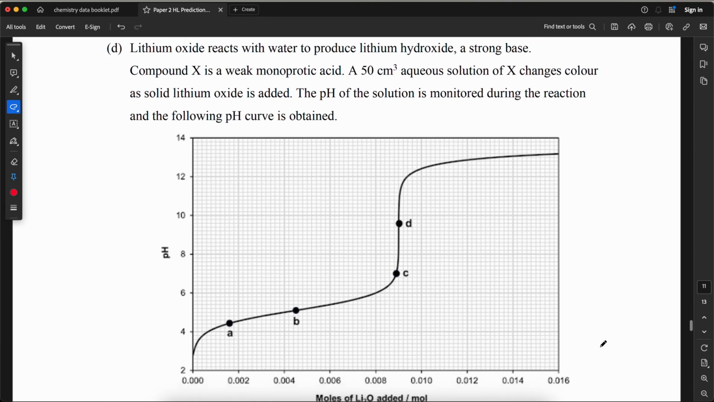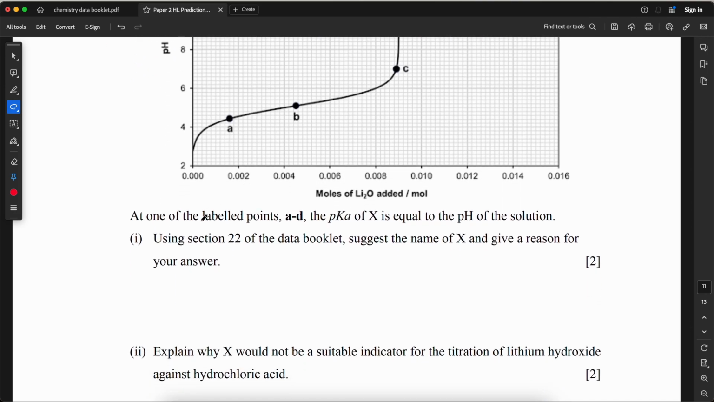Lithium oxide reacts with water to produce lithium hydroxide, a strong base. Compound X is a weak monoprotic acid. A 50 centimeter cube aqueous solution of X changes color as solid lithium oxide is added. The pH of the solution is monitored during the reaction and the following pH curve is obtained. The question here, at one of the label point A to D, the pKa of X is equal to the pH of the solution.